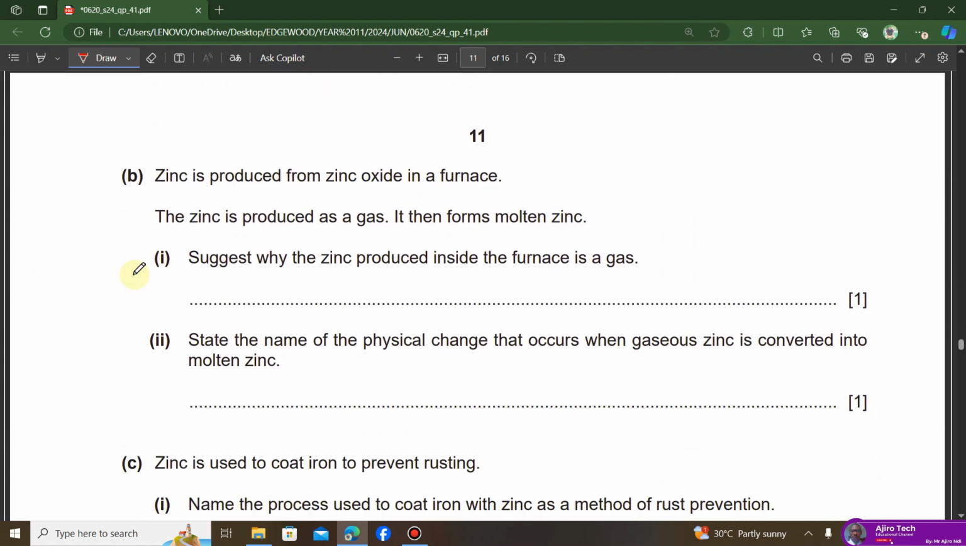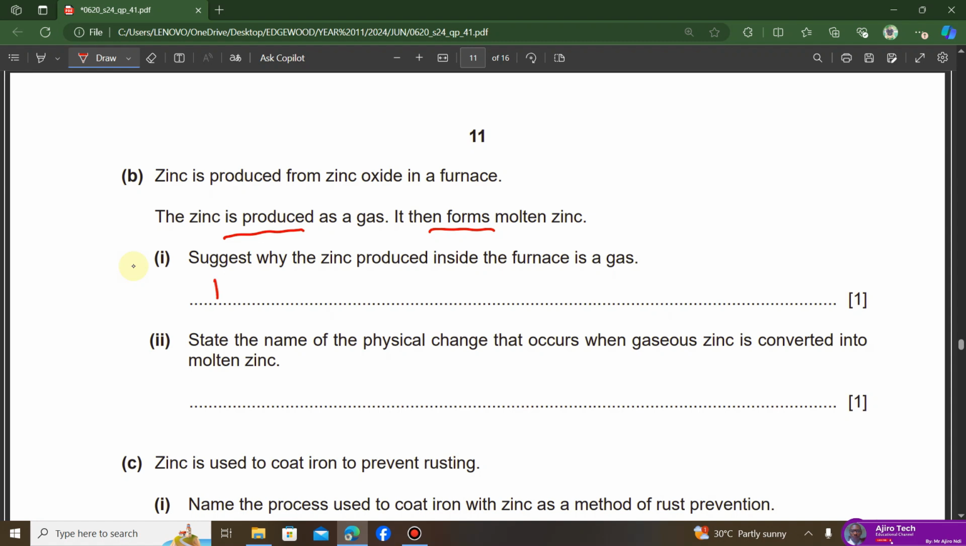Next one: zinc is produced from zinc oxide in a furnace. Suggest why the zinc produced inside the furnace is a gas. The zinc is produced as a gas, and it then forms molten zinc. The reason the zinc is a gas is because the temperature in the furnace is higher than the boiling point of zinc. If the temperature in the furnace is greater than the boiling point of zinc, zinc becomes a gas.